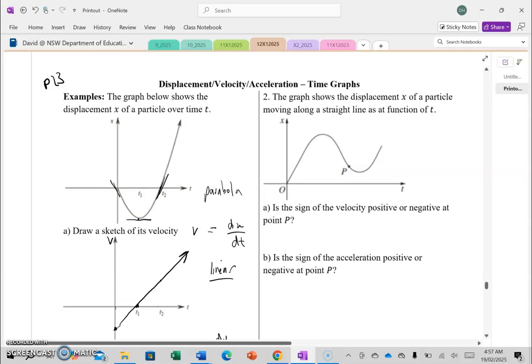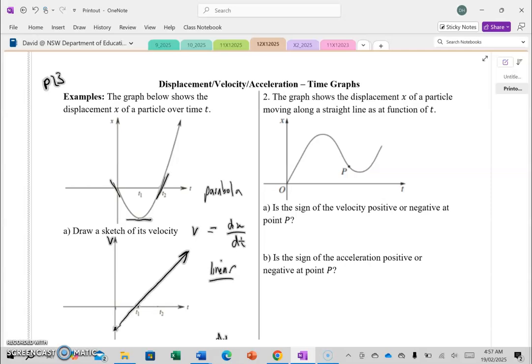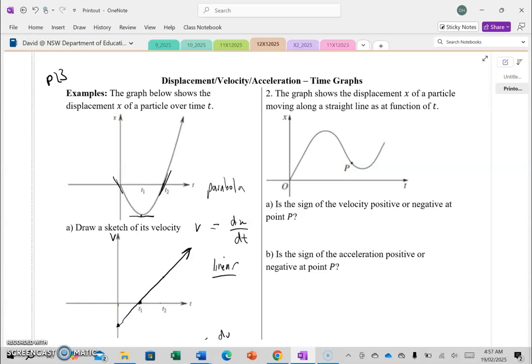The graph shows displacement of a particle as a function of time. Is the sign of the velocity positive or negative at P? So remember, velocity is the time derivative, is dx/dt, which is the gradient of the tangent. So basically this question is asking, is the gradient of the tangent positive or negative? So the answer is going to be negative, because the gradient of the tangent is negative at P.